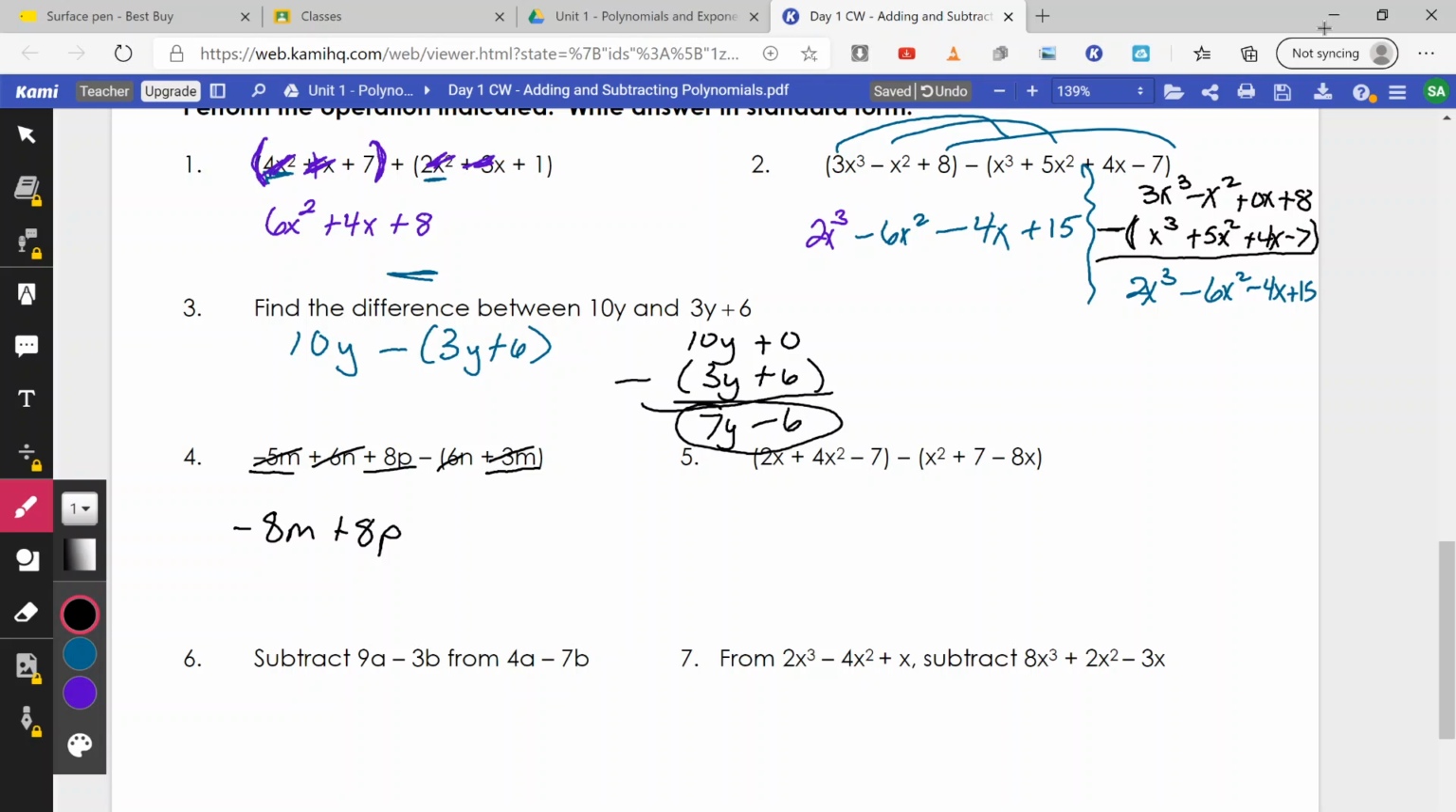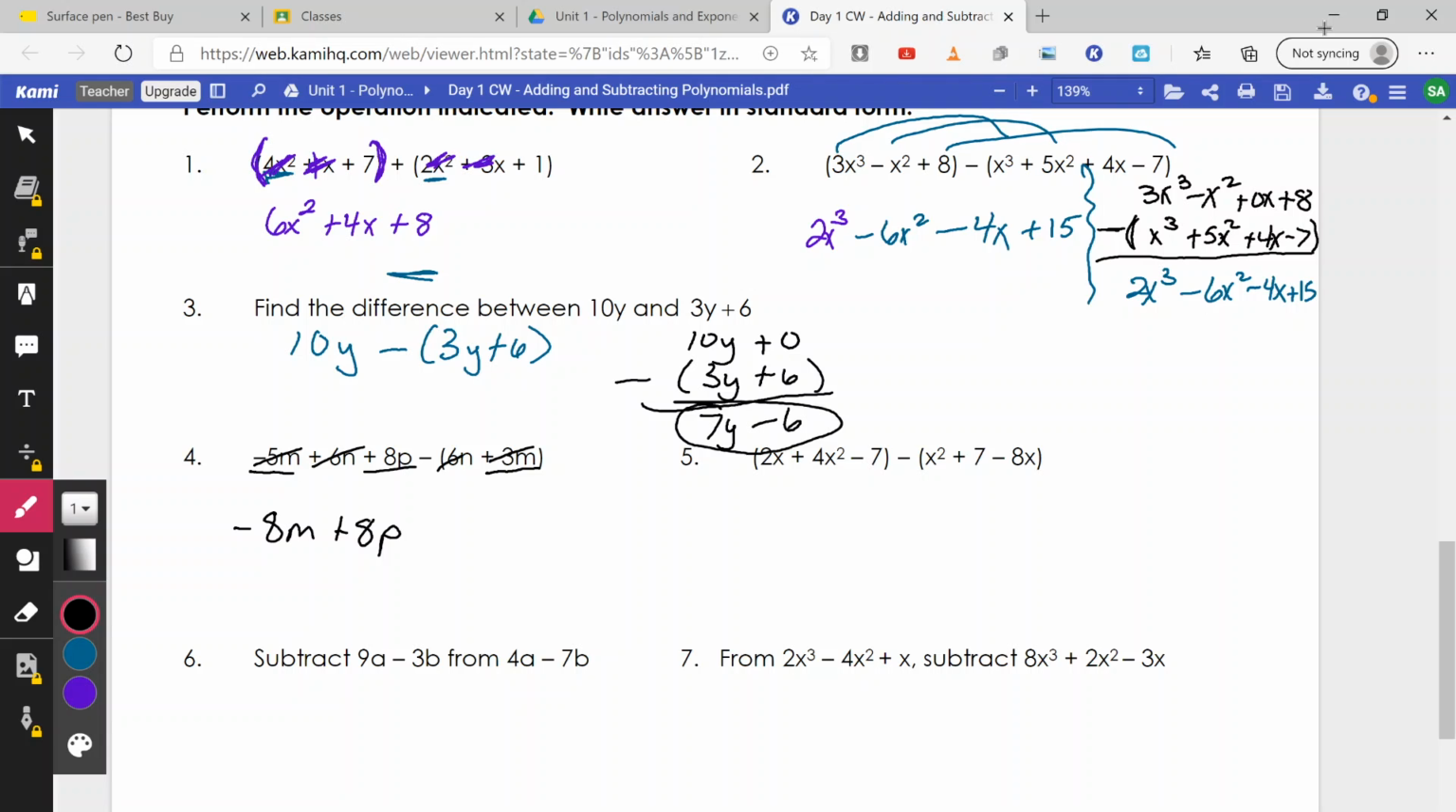And then number 5, I'll stop here because everything is subtraction and it's getting kind of redundant. But we have 2x plus 4x squared minus 7 minus x squared plus 7 minus 8x. Sometimes they like to rearrange things and jumble them around. So what I would do is I would just rearrange it so it's in simple standard form.